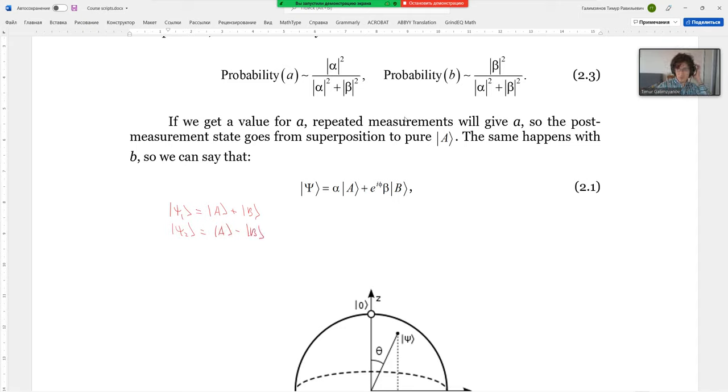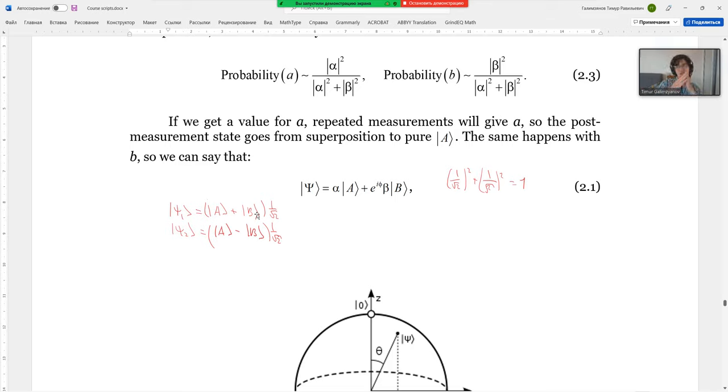Note that in both these cases the coefficients are not normalized. To normalize them, I have to multiply the sum by 1 over square root of 2, because 1 over square root of 2 squared plus 1 over square root of 2 squared equals 1. So in both of these states you see that the probability of finding A or B equals 1/2.